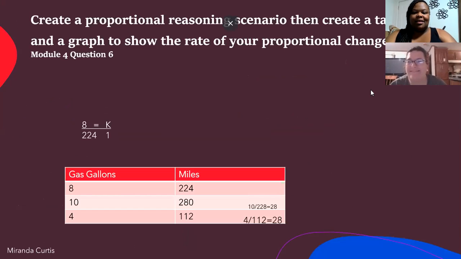Miranda, I love pizza. Pepperoni is my favorite. Create a proportional reasoning scenario, then create a table and a graph to show the rate of a proportional change.